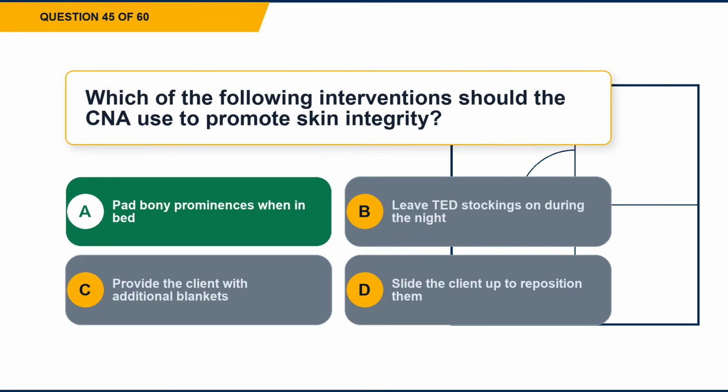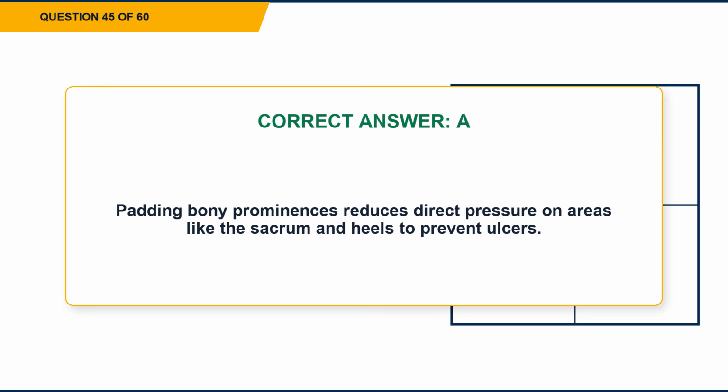The correct answer is option A. Pad bony prominences when in bed. Explanation. Padding bony prominences reduces direct pressure on areas like the sacrum and heels to prevent ulcers.